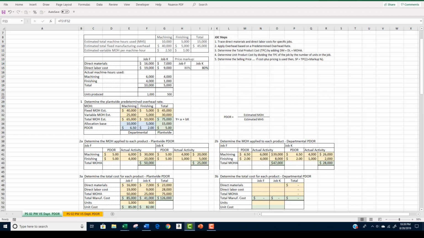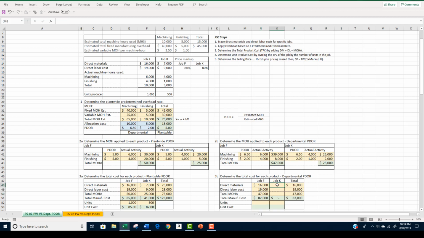Now let's determine total manufacturing and unit cost using the departmental PDOR approach. For job F, we enter the direct material cost of $16,000, the direct labor cost of $19,000, and then the MOH applied of $47,000. Adding the three components gives us a total product cost of $82,000.